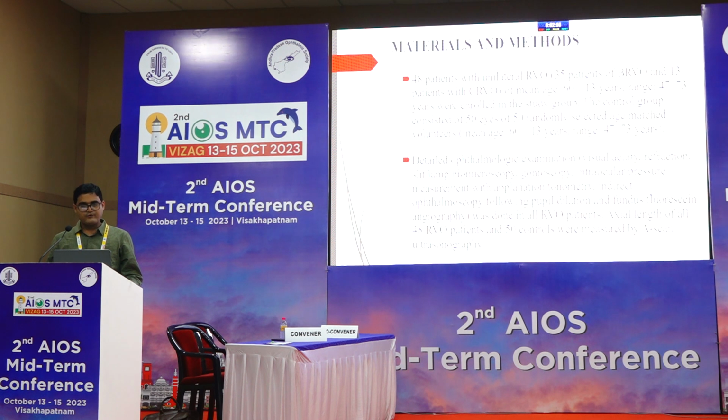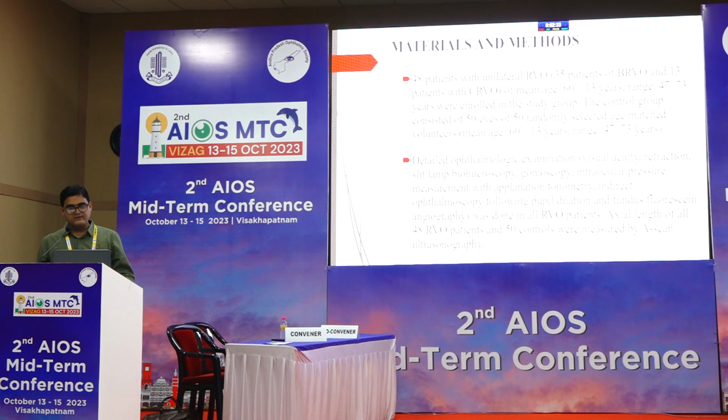Materials and methods: 48 patients with unilateral retinal vein occlusion, 35 patients of BRVO, 13 patients with CRVO, of mean age 60 plus minus 13 years, range 47 to 73 years, were enrolled in the study group. The control group consists of 50 eyes of 50 randomly selected age-matched volunteers, mean age 60 plus minus 13 years, range 47 to 73 years.